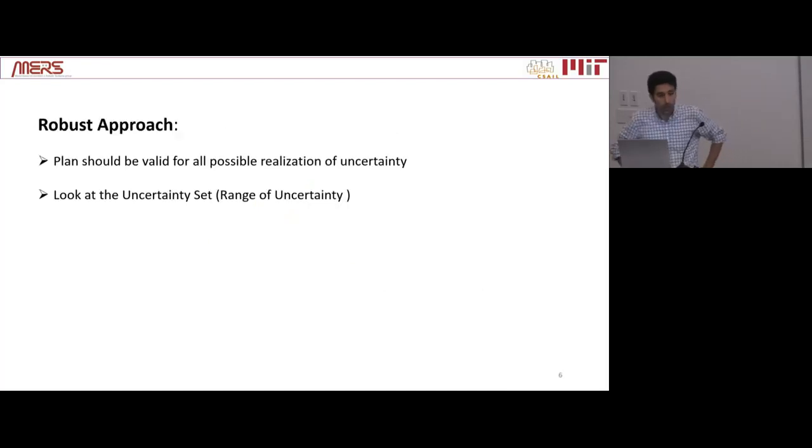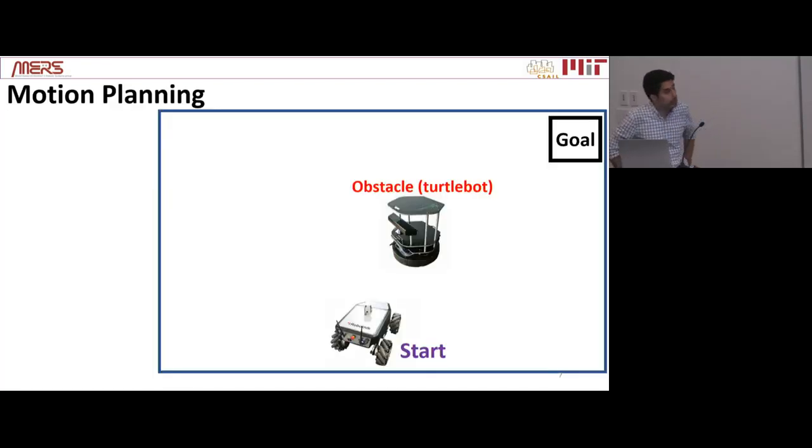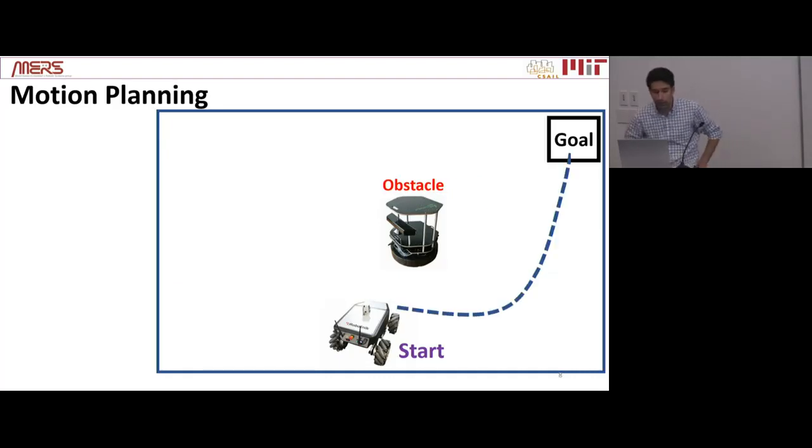In robust techniques, if we are doing planning under uncertainty, the obtained plan should be valid for all possible values of uncertainty. Let's see how it works. Consider a simple motion planning scenario. We want to drive a robot from a start position to a goal region. We have a TurtleBot that plays the role of a fixed obstacle. So we don't have any uncertainties. So we can call many different motion planning algorithms like RRT star, PRM, or trajectory optimization, to construct our path to the goal.